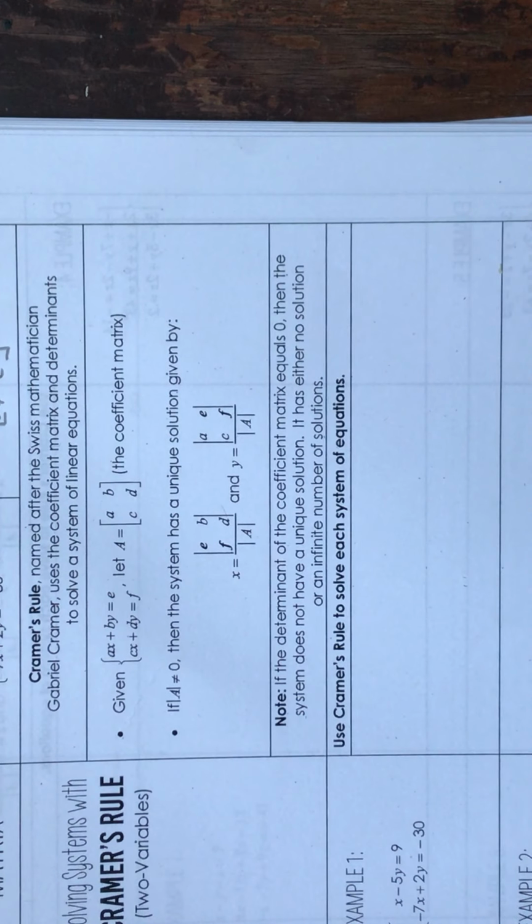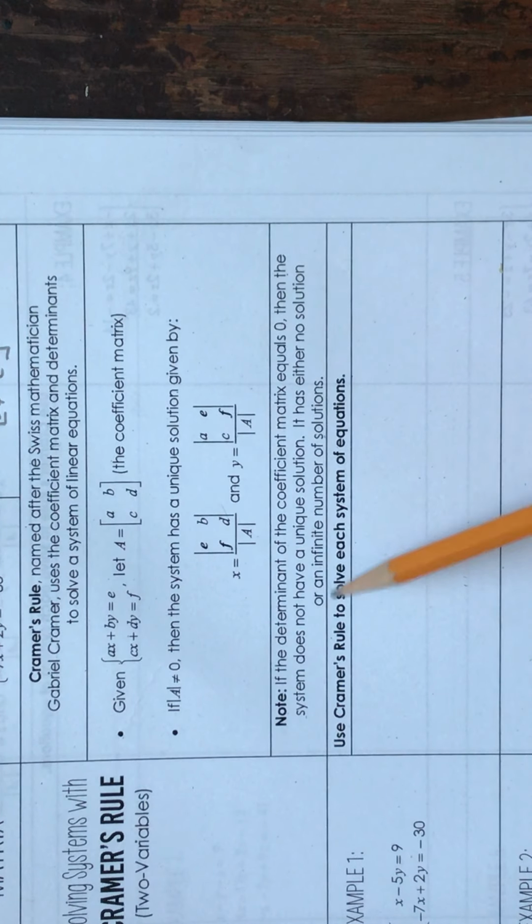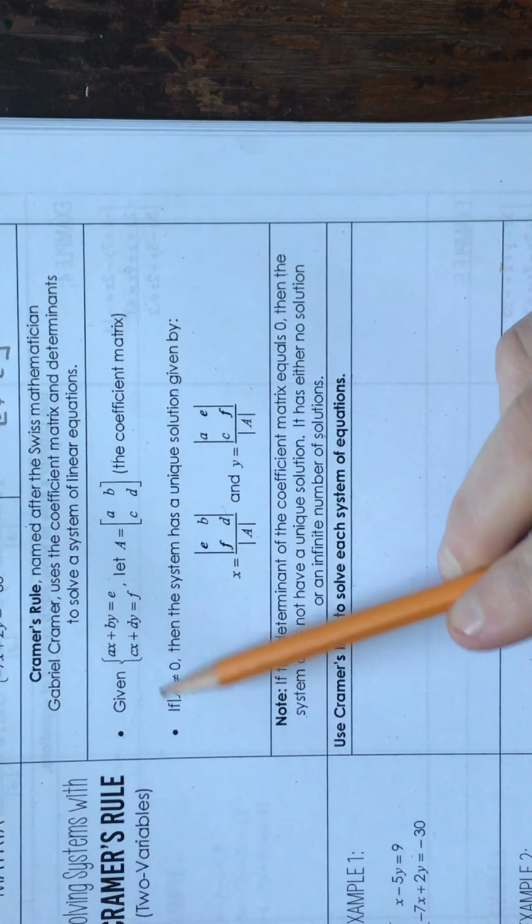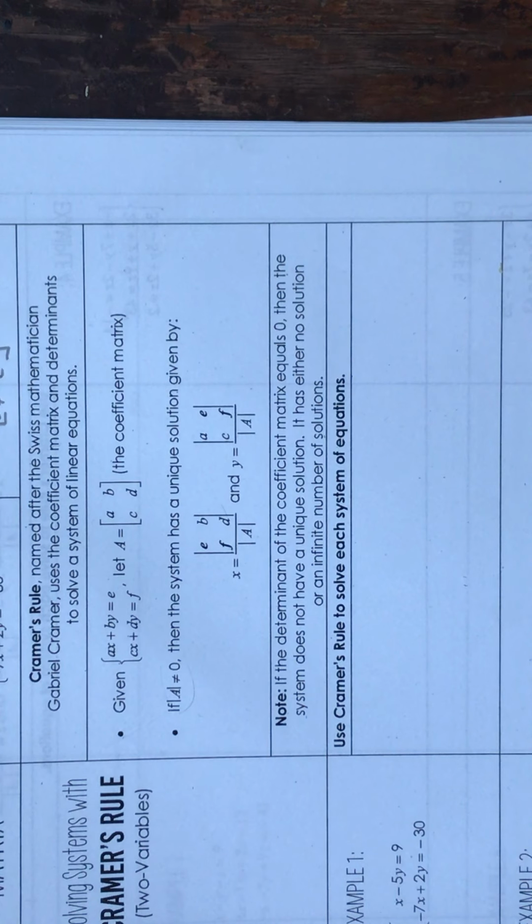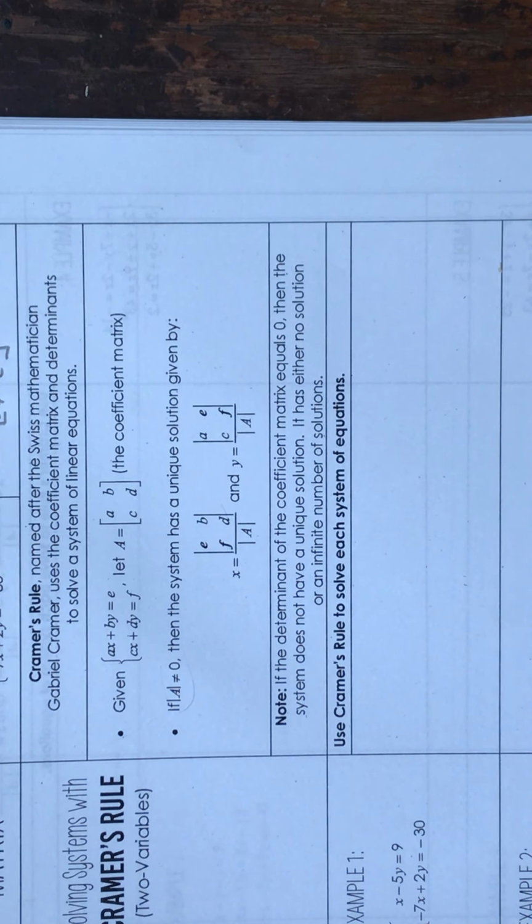the determinant of A. If the determinant of the coefficient matrix equals 0, then the system does not have a unique solution. So that's what we were just saying, that the determinant of A cannot equal 0. That means it either has no solution or an infinite number of solutions. So let's go ahead and try to use Cramer's rule.